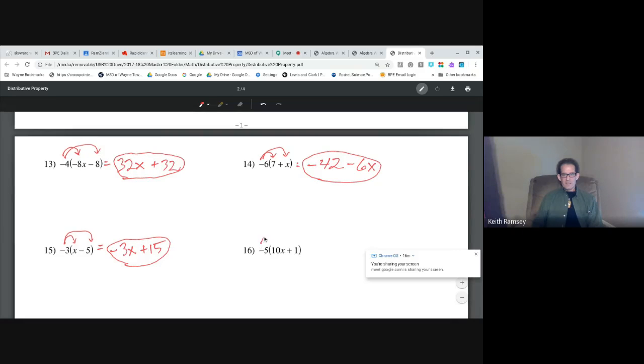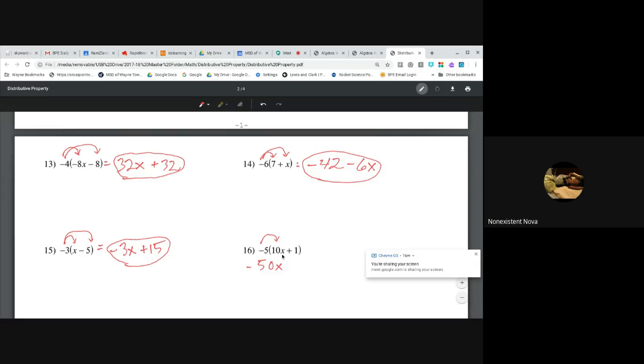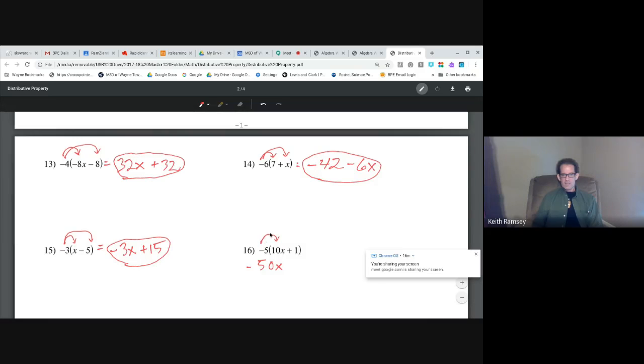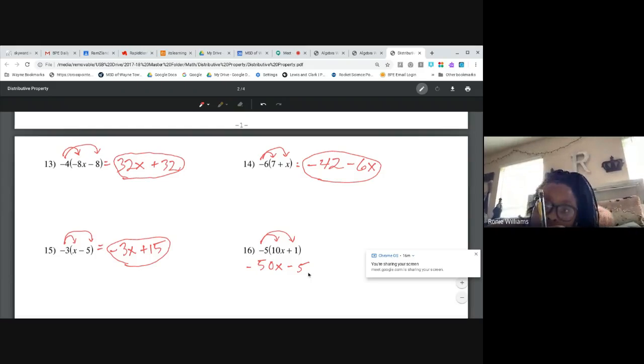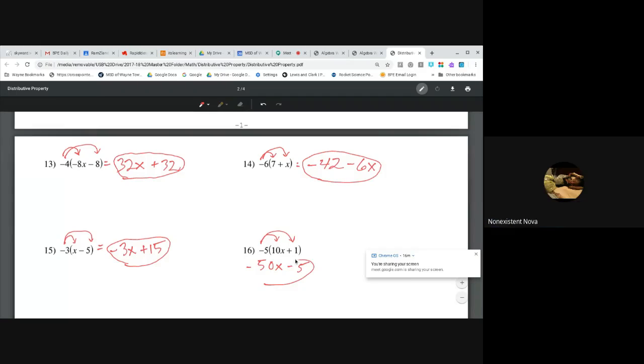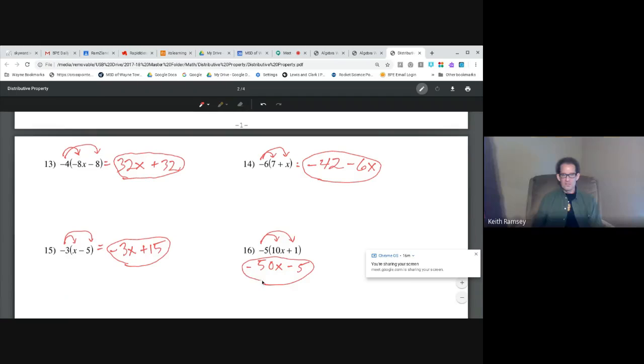Number 16, I have -5 times 10x. A negative times a positive is going to be -50x, because there's just that one x there. And I have -5 times positive 1. Negative times positive is going to be -5. I look at like terms. I have an x here, but not over here, so it's simplified. That's as much as I can do on that.